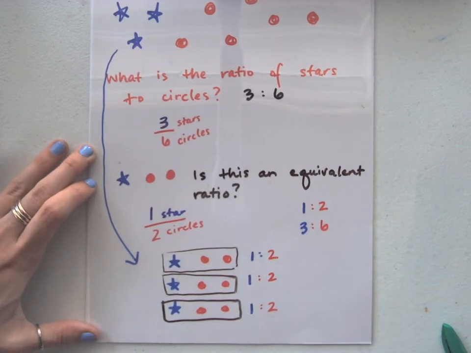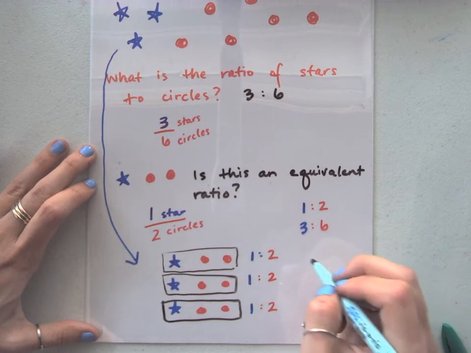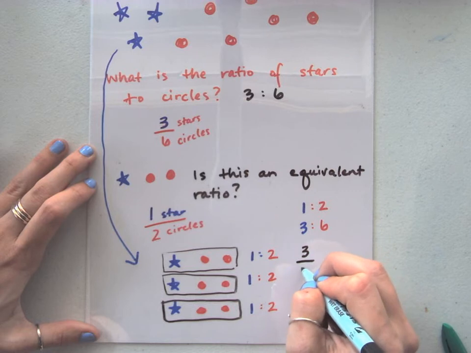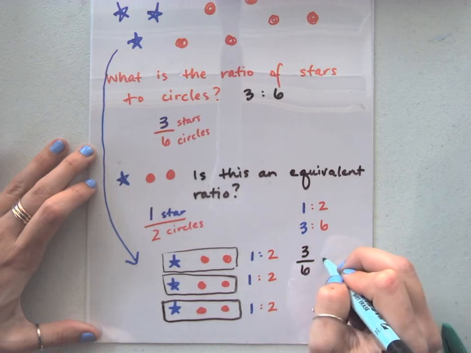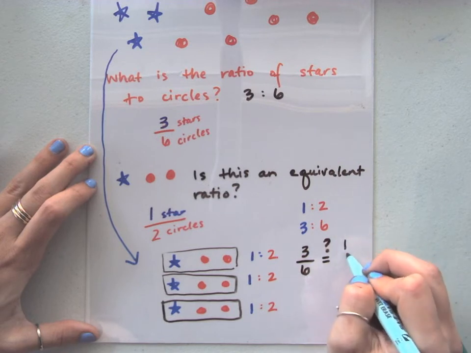Now, this tells me that within my collection, for every 1 star, there are 2 circles. So even though total I have 3 stars and 6 circles, the ratio 1 to 2 is equivalent to the ratio 3 to 6. You could check this in a couple ways. Now, one way that I think many of you will feel very comfortable with is by writing your ratios as fractions. And the question is, is the ratio 3/6 equal to the ratio 1/2?